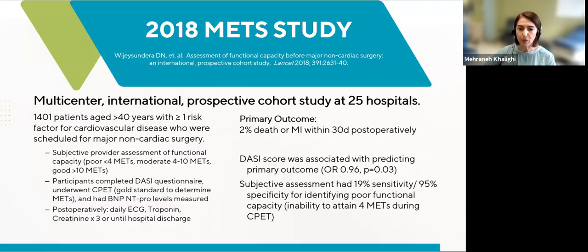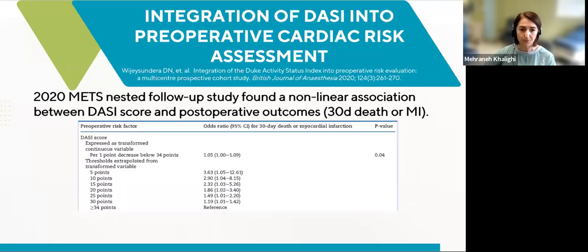Postoperatively, daily EKGs, troponins, and creatinines were obtained for 3 days or until hospital discharge. The primary outcome of death or myocardial infarction within 30 days postoperatively was observed in 2% of the population. While the DASI score was associated with predicting the primary outcome, subjective assessment had less than 20% sensitivity for identifying patients with poor functional capacity, defined as the inability to attain 4 METs during cardiopulmonary exercise testing.